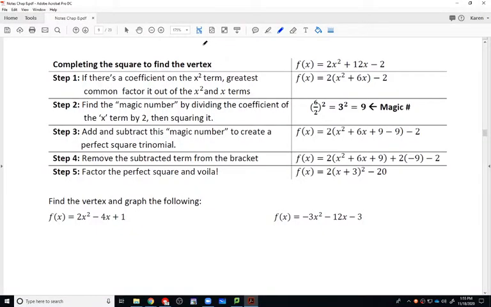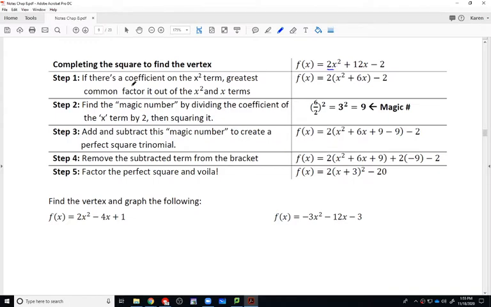So hopefully now you're feeling really confident completing the square when the leading coefficient is 1. Now we're going to move on to how to complete the square when the leading coefficient is not 1. So for example here you'll notice that it's 2x squared.